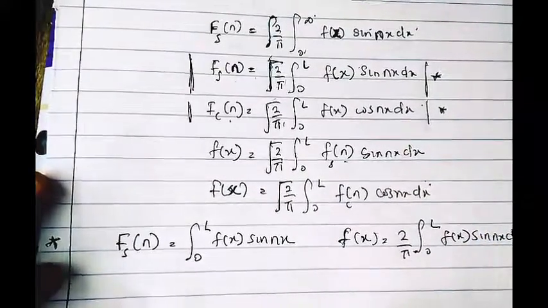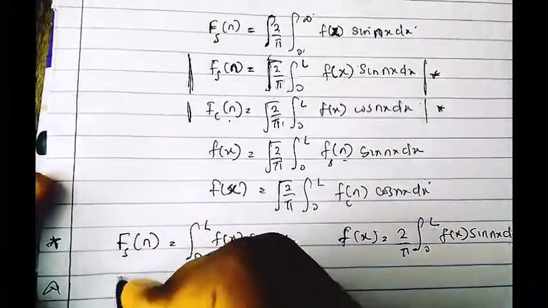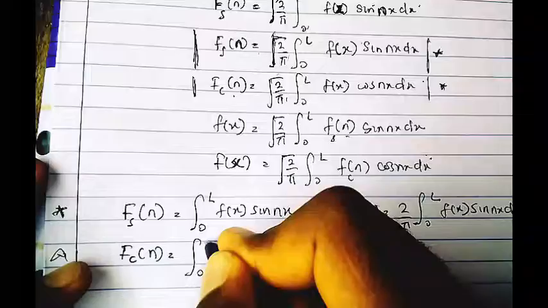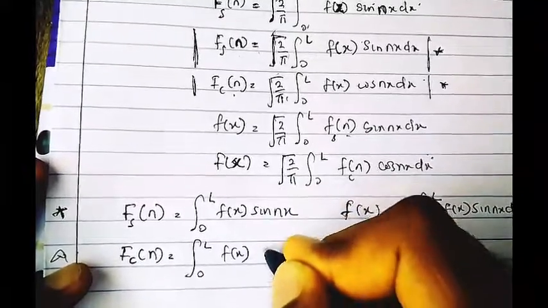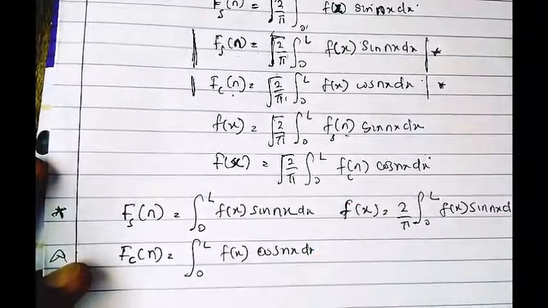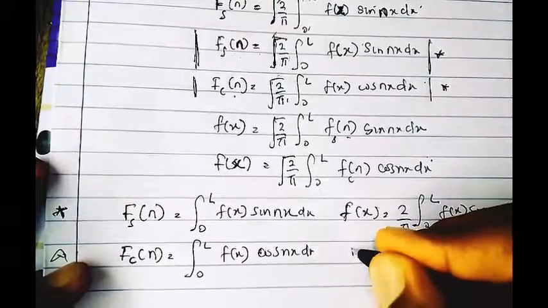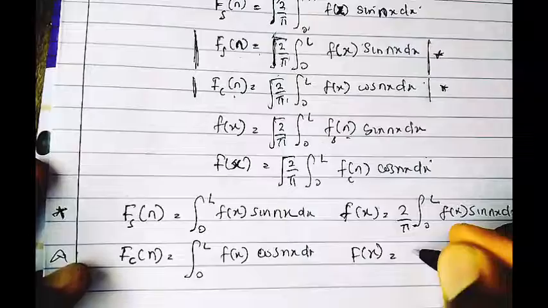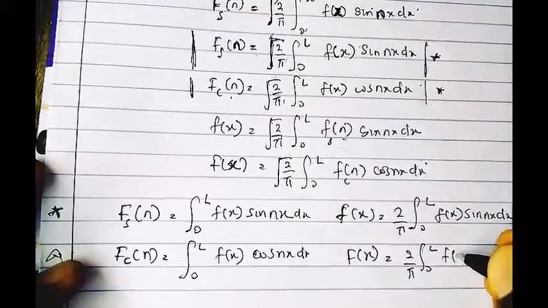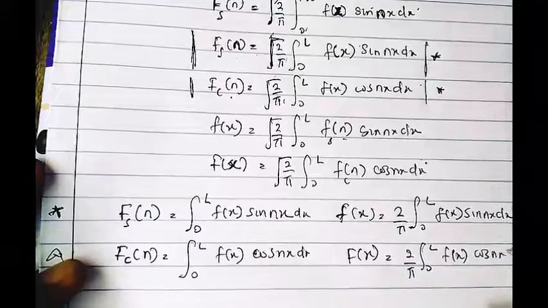The same also applies for the Fourier cosine transform. Then my f subscript c of n will be equal to the integral from 0 to L of function of x cos nx dx, because this is a simpler formula to remember. This is for cos: the integral comes from 0 to L of a function of x cos nx dx.